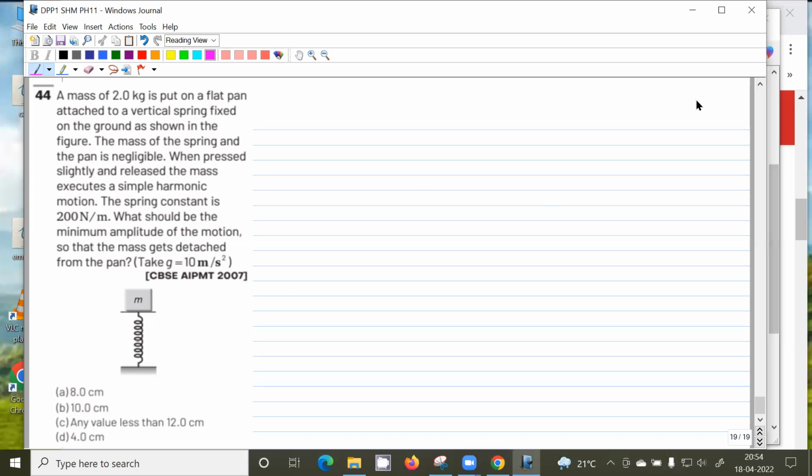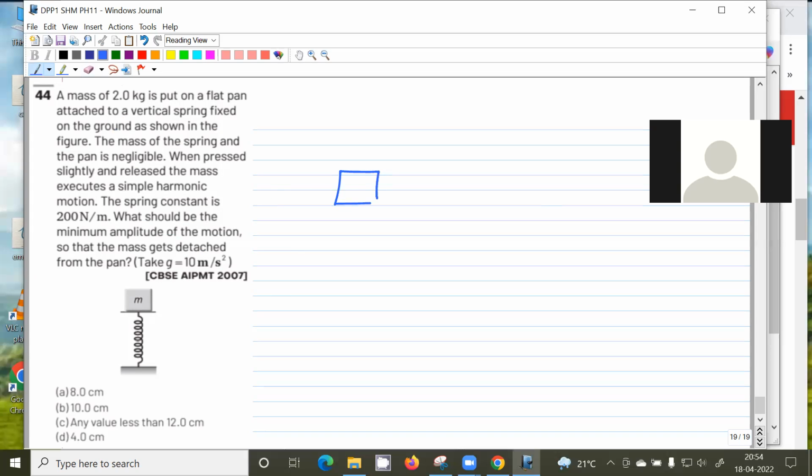So I understood the question. It's a standard question. Is this free body diagram complete? No, it is complete.